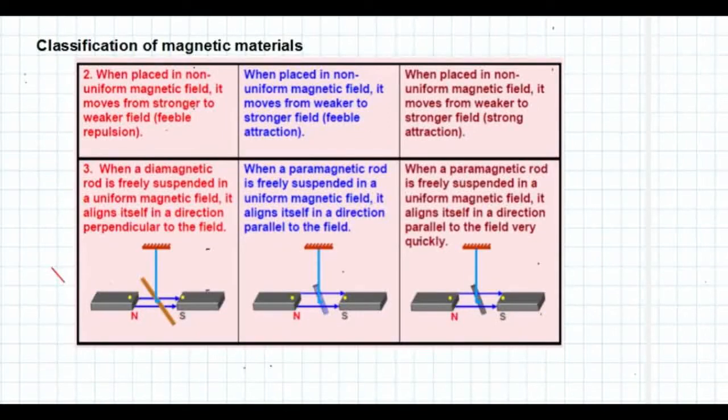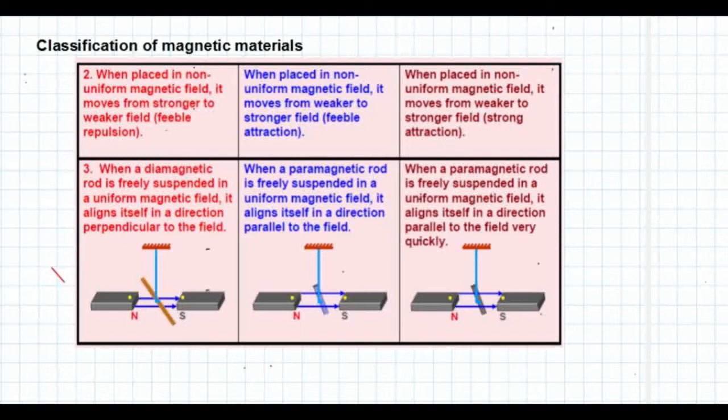Diamagnetic materials, when placed in a non-uniform magnetic field, move from stronger to weaker field, which is a feeble repulsion. Paramagnetic materials, when placed in a non-uniform field, move from weaker to stronger field. And ferromagnetic materials, when placed in a non-uniform field, move from weaker to stronger field, which is a case of strong attraction.